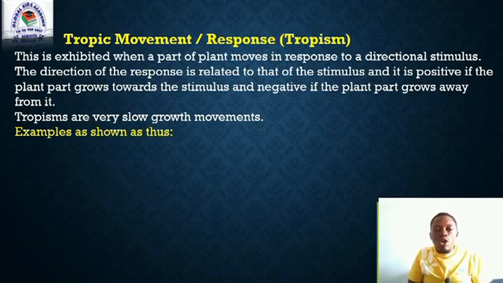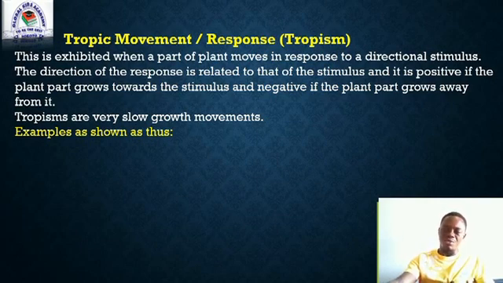The direction of the stimulus is related to that of the response, and it is positive if the plant part grows towards the stimulus, and negative if the plant part grows away from it. Tropisms are very slow growth movements, like the movement of the shoot and the root of a plant. They're very slow. You can hardly see them, but they are actually happening.